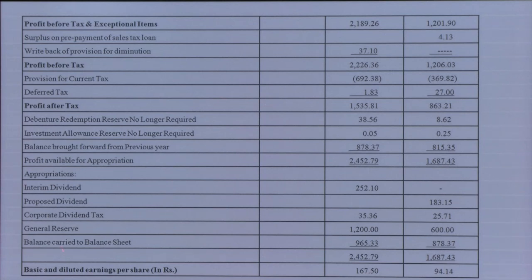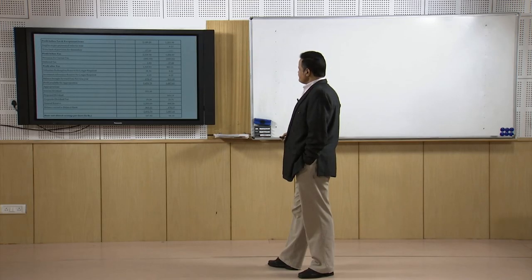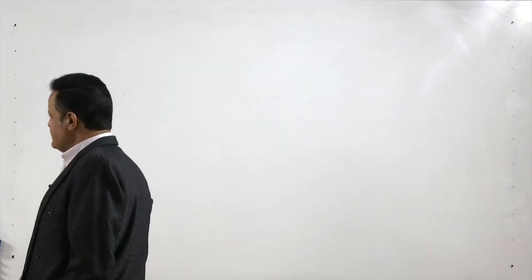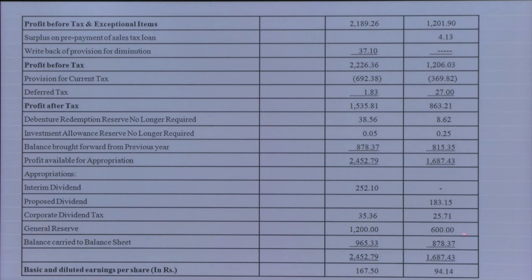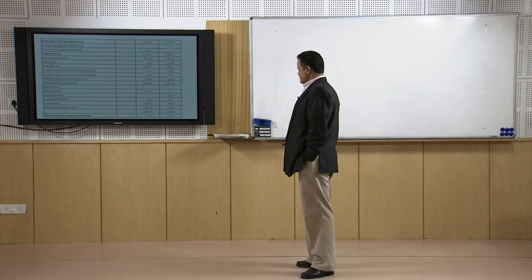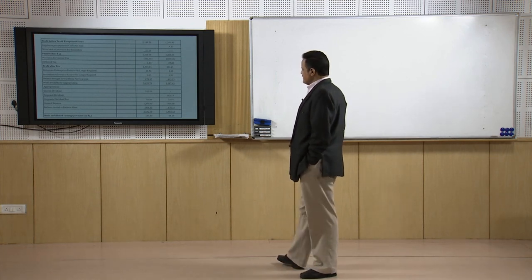And then they have talked about the other components in the profit and loss account. They have created some reserves and paid some dividends. They have paid an interim dividend, they have proposed the final dividend also, and then they are talking about the tax part. And look at the general reserve figure. The general reserve figure has also become double this year. 600 crores of general reserve, that is reserve and surplus kept for any contingency or any future unspecified purpose, has become 1200 crores. It has gone double here, 1200 crores.